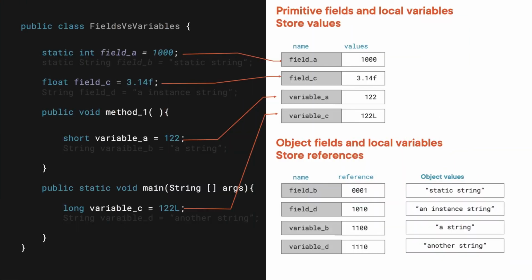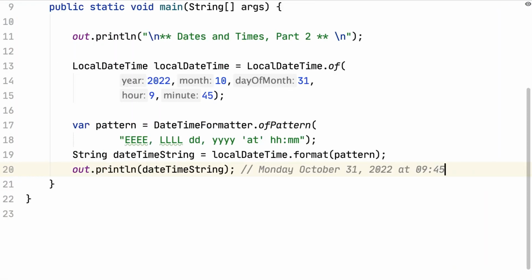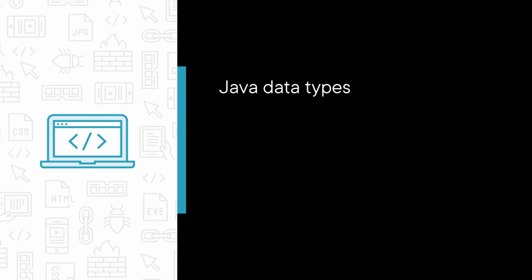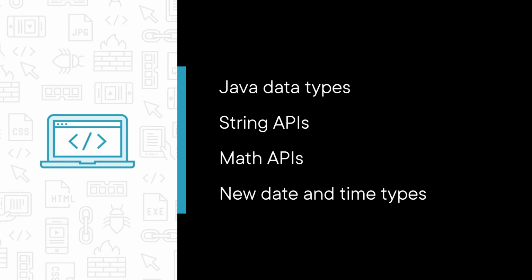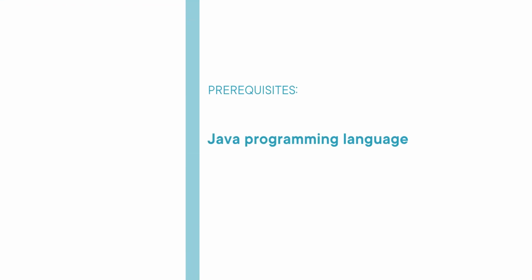Certifying that you know Java 11 is critical to the success of any Java developer. In this course, we're going to learn what you need to know for the exam about Java data types, string APIs, math APIs, and the new date and time types. Before beginning the course, you should already be familiar with the Java programming language and Java SE 8.